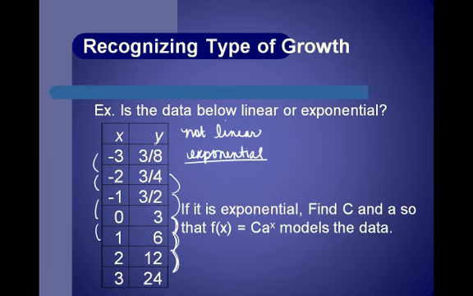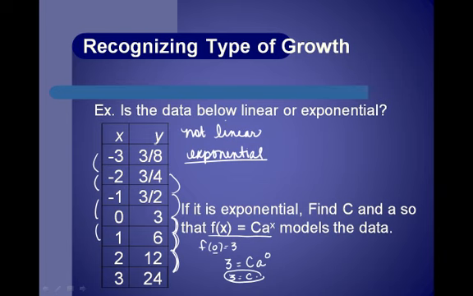Okay, if it's exponential, find c and a so that c times a to the x models the data. So we're going to use some of our points here. Well, we know that f of 0 is equal to 3. So we're going to say f of 0, which is 3, equals c times a to the 0. Well, a to the 0 is 1. So we get 3 is equal to c times 1, or 3 is equal to c. So that's our first part.